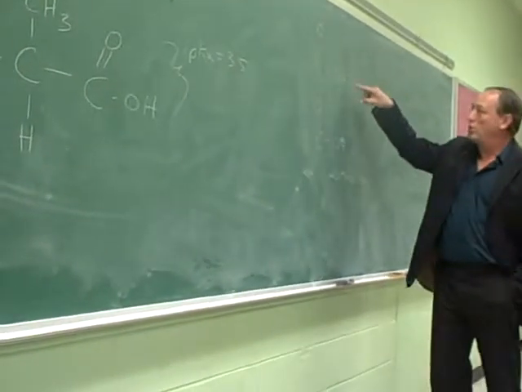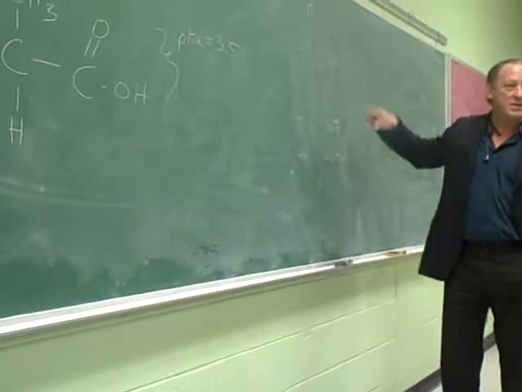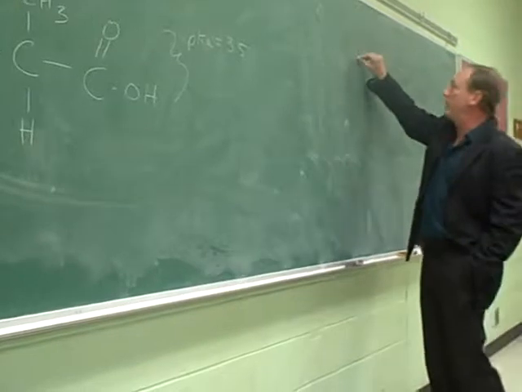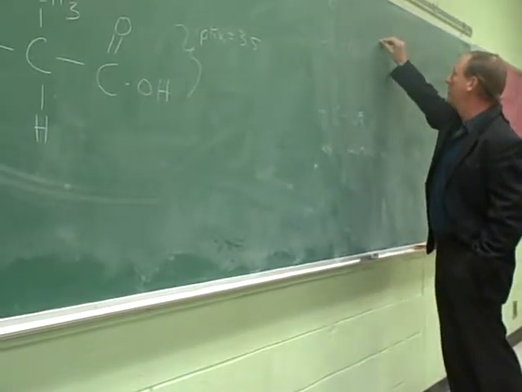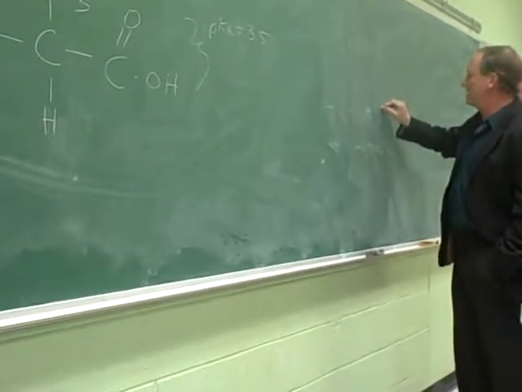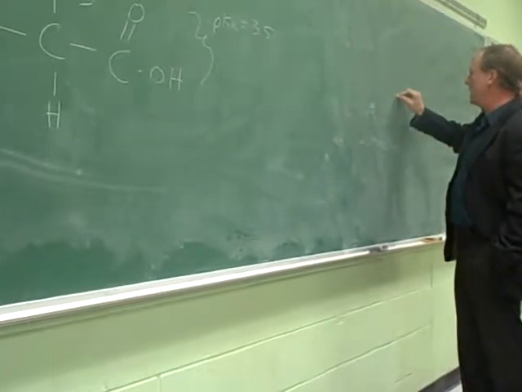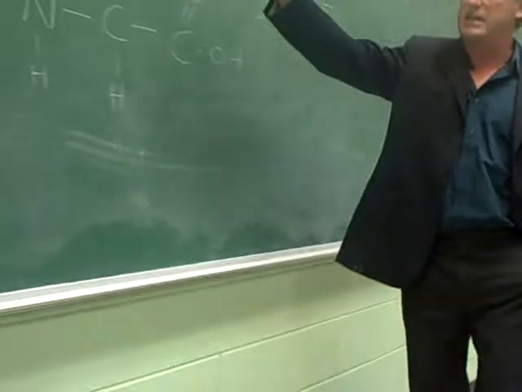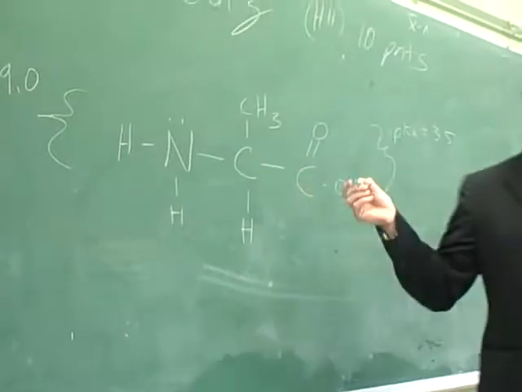So, which one of these is the protonated guy? The one on the top or the bottom? Top, because it's got more protons and this one doesn't. So this is the protonated, this is the unprotonated. Okay, that's just background. Now we've got to figure out the answer to this. We want to know this at pH 7.